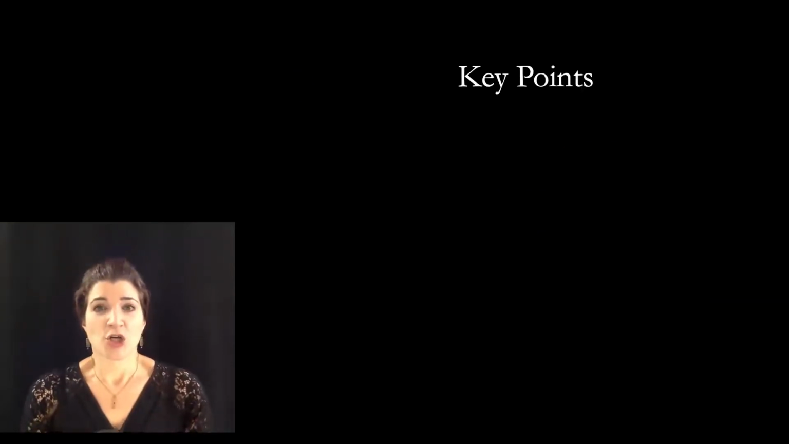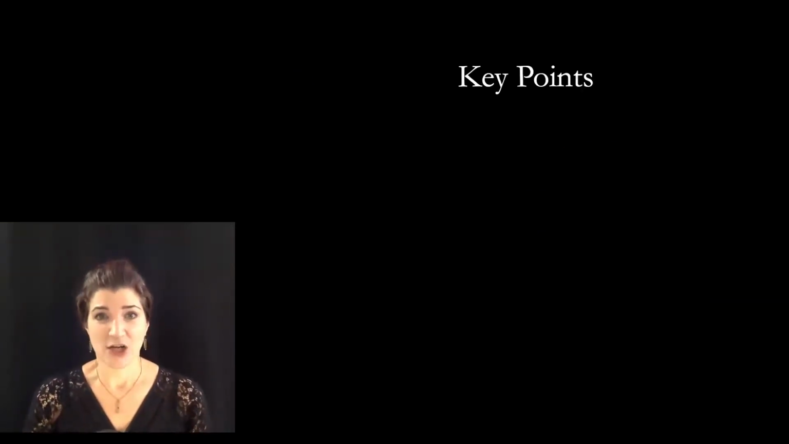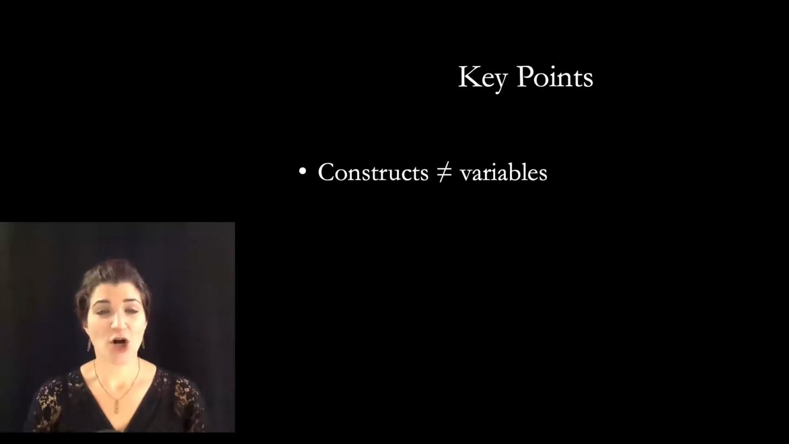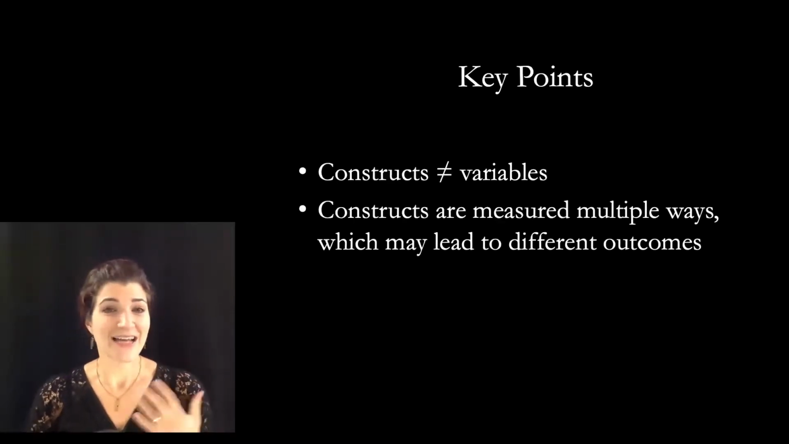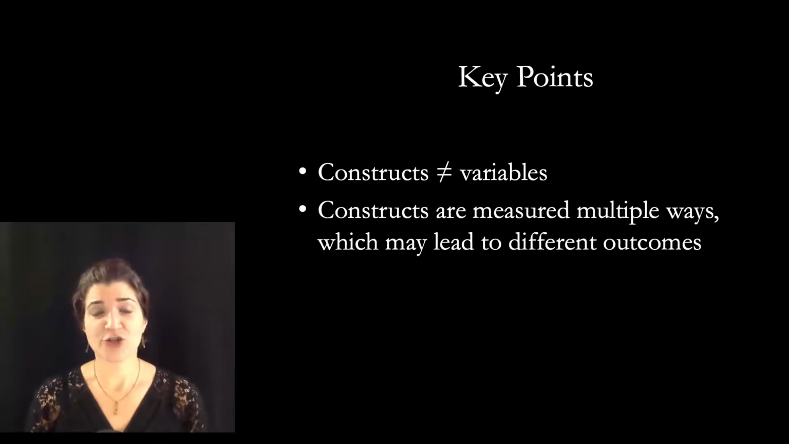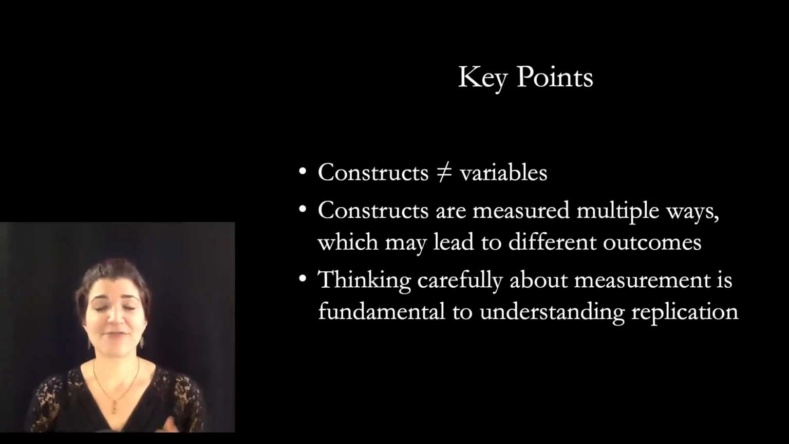Okay, so the key takeaway points here are that constructs are not the same as variables. We care about constructs, but all we have access to are the variables that we measure. And we can measure them in multiple ways. You may think of this as kind of another instantiation of researcher degrees of freedom. We have a lot of flexibility in how we measure things. And thinking carefully about measurement is fundamental to understanding replication.